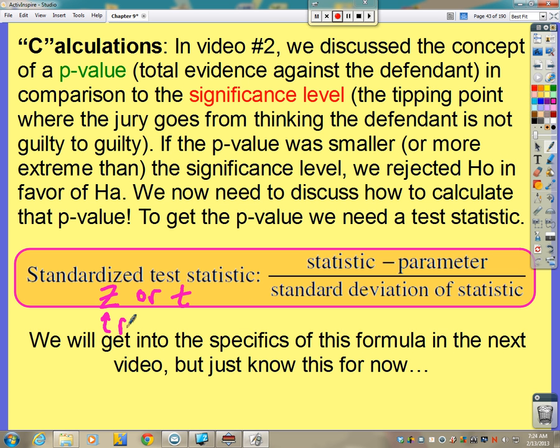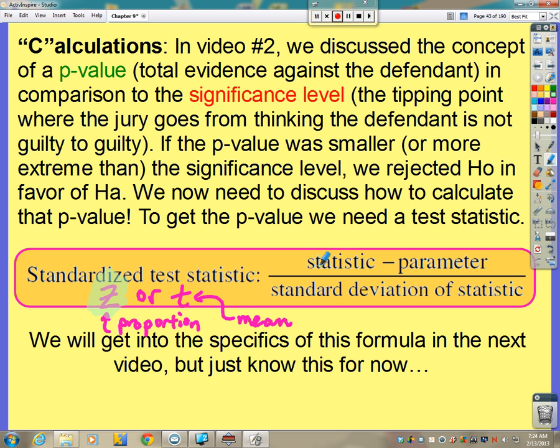We're going to use z in proportion problems, and t in mean problems. Since we are in section 9.2 of the book, we're going to be focusing on proportions. So for now, we are going to be focusing on calling this a z. We're going to be solving for a z-score. We're going to figure out how many standard deviations away the result from our sample is from our hypothesized value.